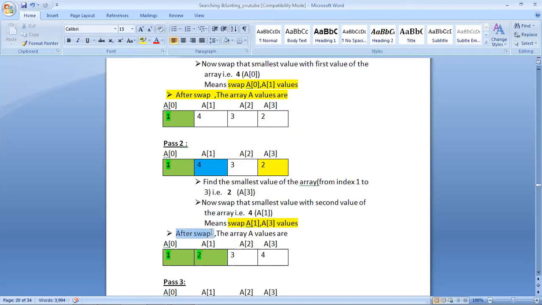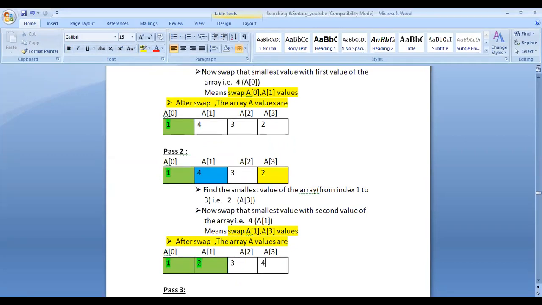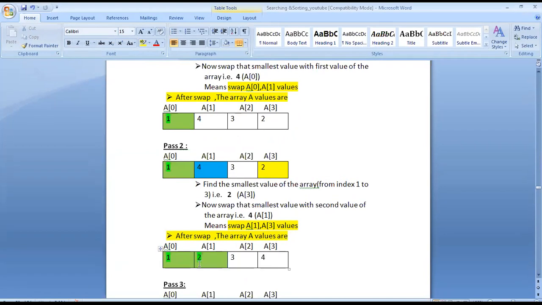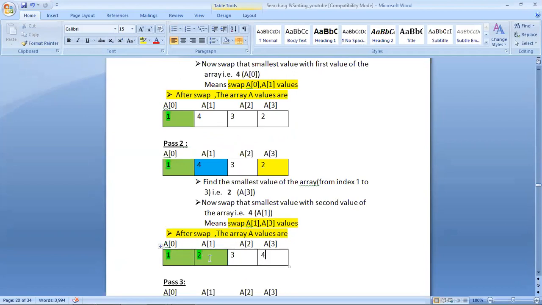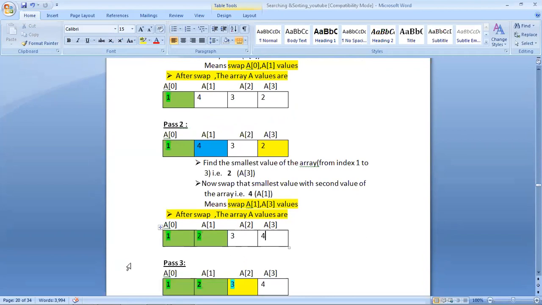After the swap, the array values are 1, 2, 3, 4, after the second smallest value is swapped with the second value of the array. That means the first two values are already at their correct place. Even though we got the sorted order values, you have to continue the process. Now pass 3.